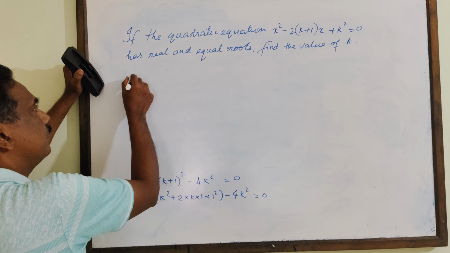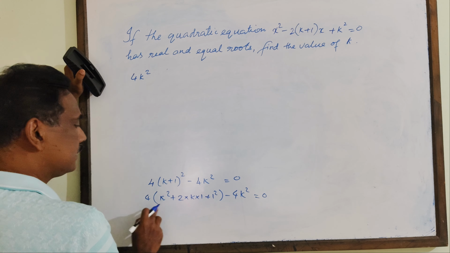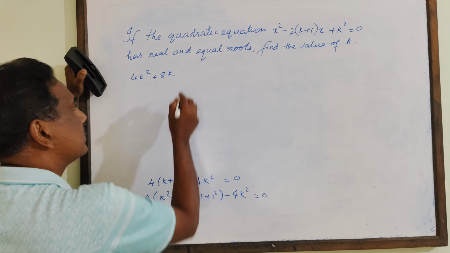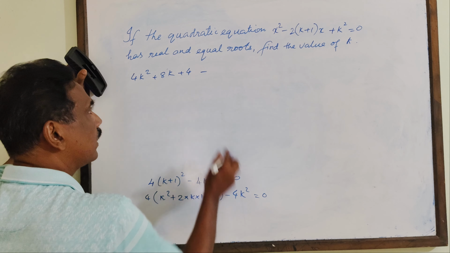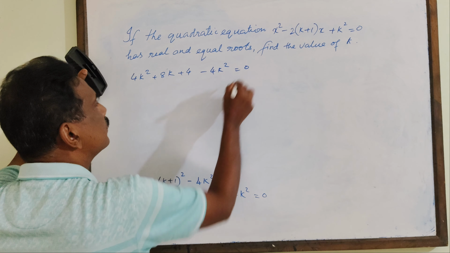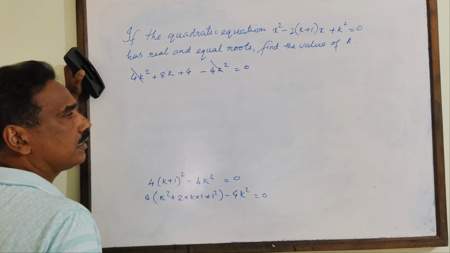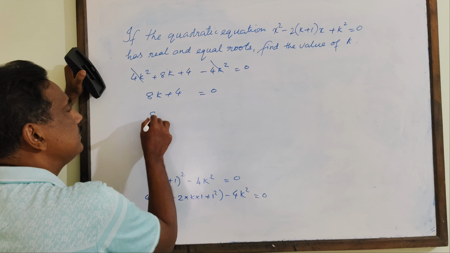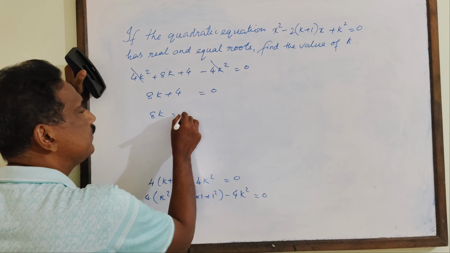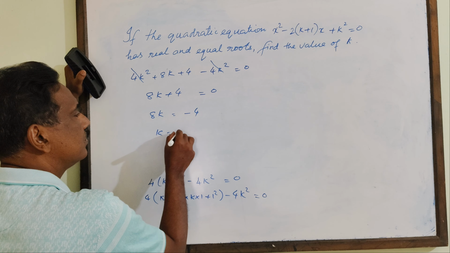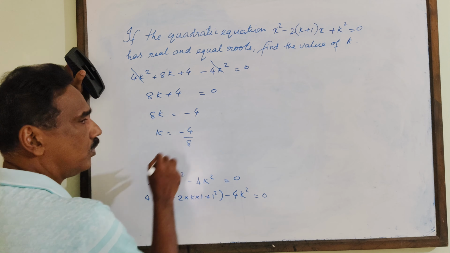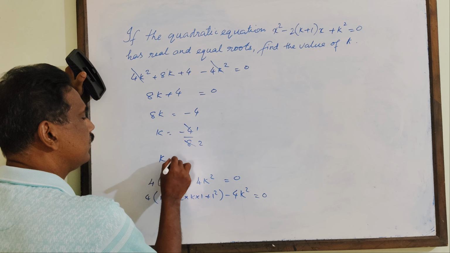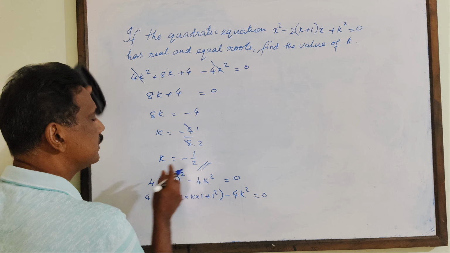So open: 4k square plus 4 into 2k, that is 8k, plus 4 into 1 square, that is 4, minus 4k square equal to 0. You know 4k square minus 4k square will cancel. So 8k plus 4 equal to 0. Rearranging, 8k equal to minus 4, you shift the 4. So k is equal to minus 4 divided by 8. Both are multiples of 4, cancel it, 1 and 2. So k is equal to minus 1 by 2. This is your answer.